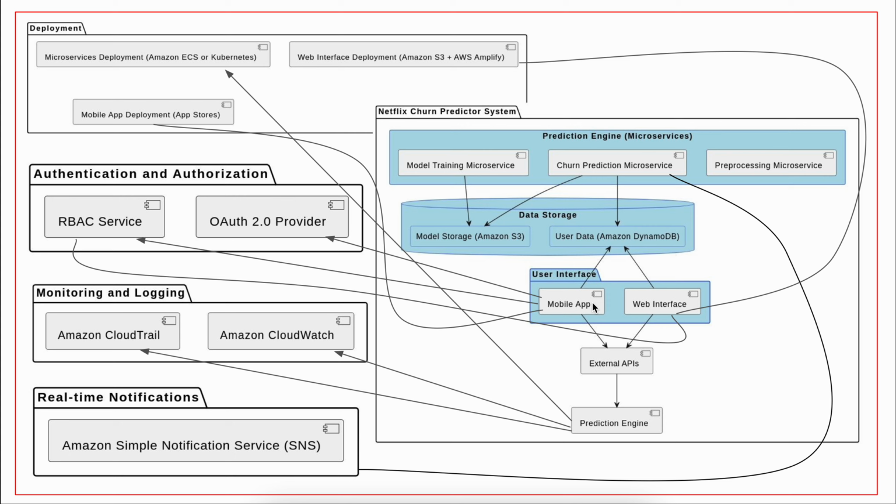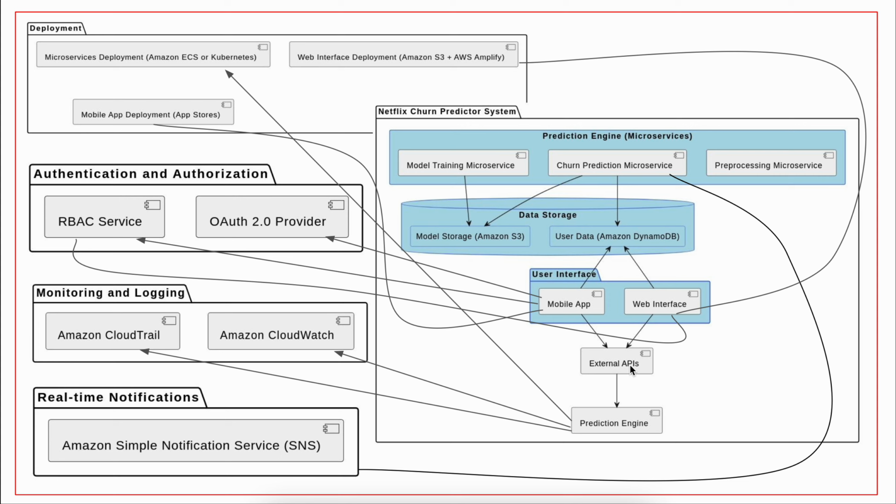Next would be the user interface. Here we have two interfaces, a mobile app and a web interface. Both are pretty much similar, but the mobile app allows users to interact with the prediction system, and it provides a user-friendly interface for inputting data and viewing prediction results. Whereas the web interface is similar to the mobile app, but it provides web browser access, where users can interact with it and communicate with the backend services to fetch and display the data eventually on the web service.